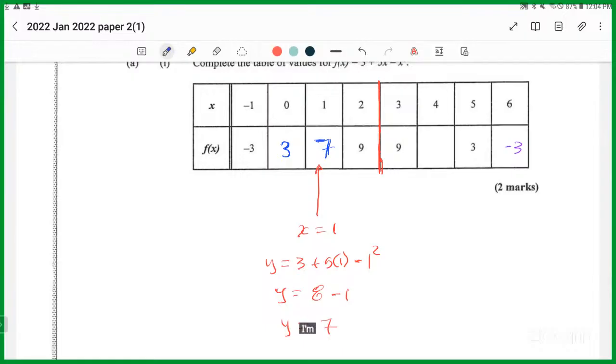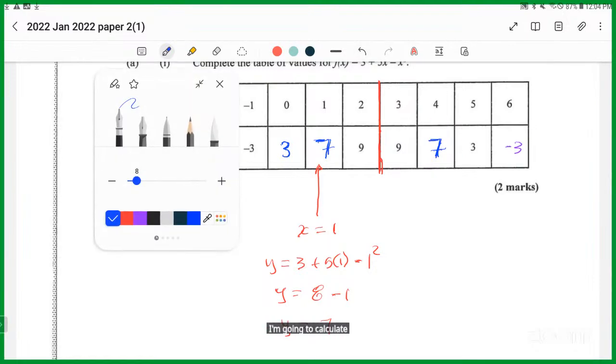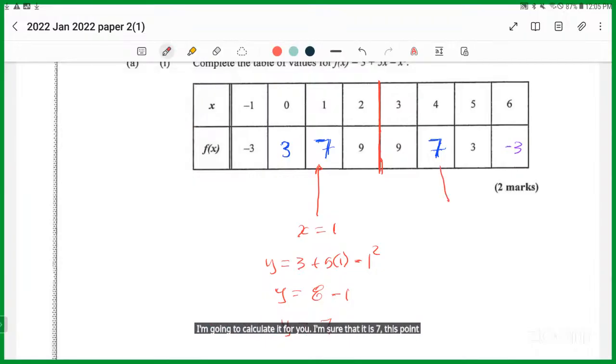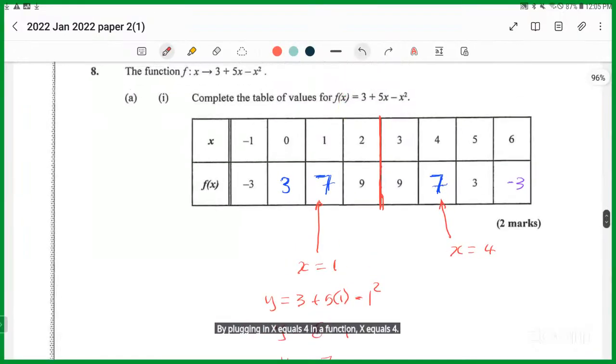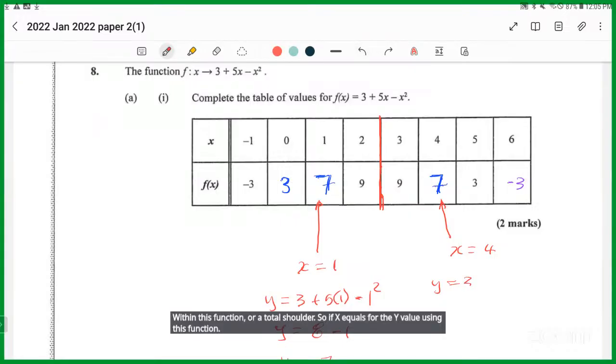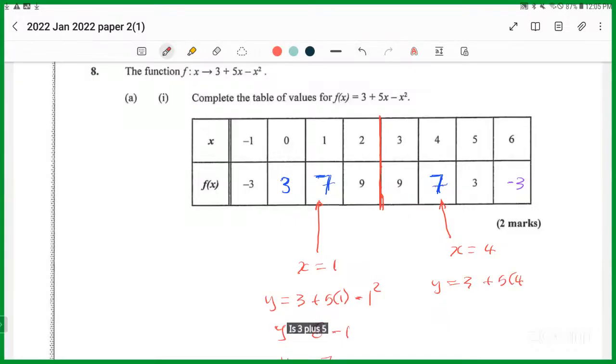I'm telling you that this is going to be a 7 as well because of the symmetry. But let's say I didn't know that that's going to be a 7 as well. I'm going to calculate it for you and show that it is 7, the value right here, by plugging in x equals 4 in the function. Put it in this function and work it out and show you. So if x equals 4, the y value using this function is 3 plus 5 times 4 minus x squared becomes 4 squared. Let's work it down.